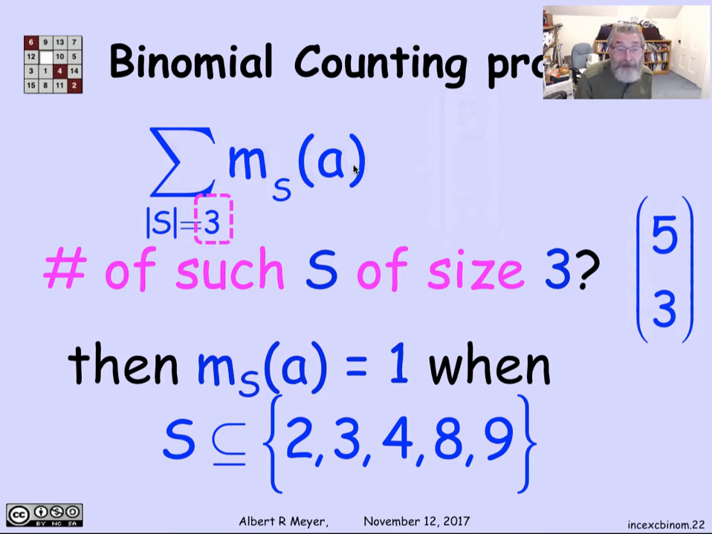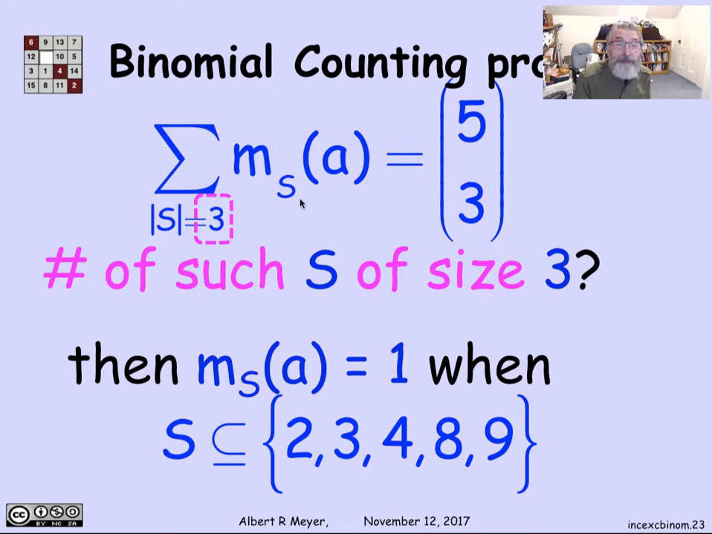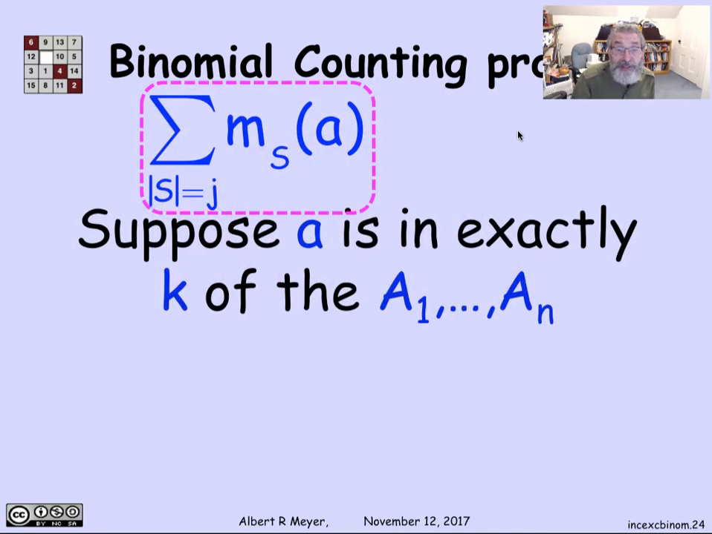And that means that I got my formula, that the sum of m sub s of a, for any fixed a, the sum over all the s's of size 3 is the number of those s's which would allow this to be 1, namely all of the ways of choosing 3 out of these 5 indices. It's 5 choose 3. All right, now we can state the generalization.